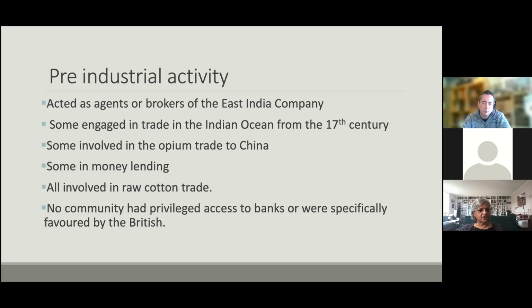In the 19th century, raw cotton became one of the main sources of profits for all these communities. Some of the communities were also engaged in banking and money lending. But there is little evidence that any one community had privileged access to banks or specifically were favored by the British. So the Weberian argument that the Parsis were entrepreneurial because of their high education does not seem to hold in the context of the cotton textile industry.